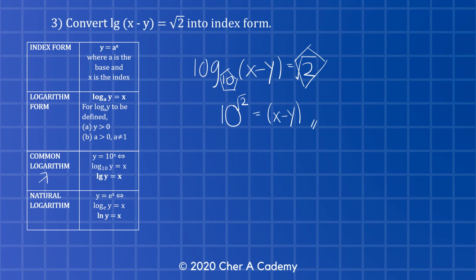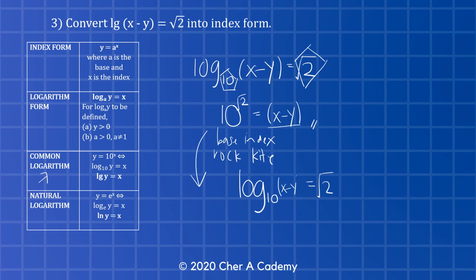So the thing about log and index form is you need to know how to change them interchangeably. So currently what we are doing now is to change the log form to the index form. When we get the index form, how do we change this to the log form? You must always identify where's the base and where's the index. Where is your rock and where is the kite? So changing back to log form, I have log, my base is 10, my index is on the outside, which is square root 2, and whatever is here will be behind my log.